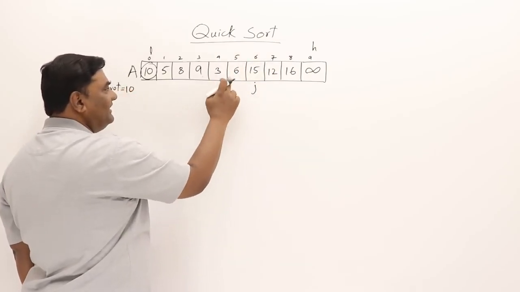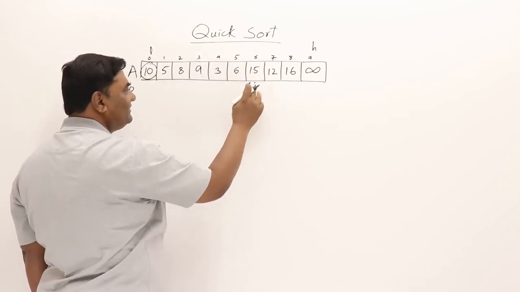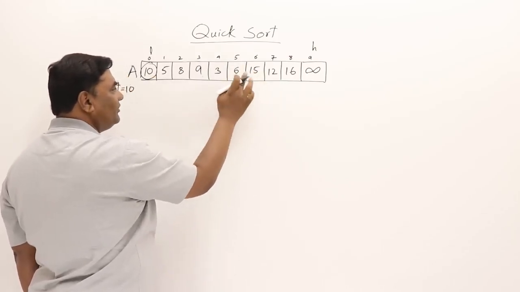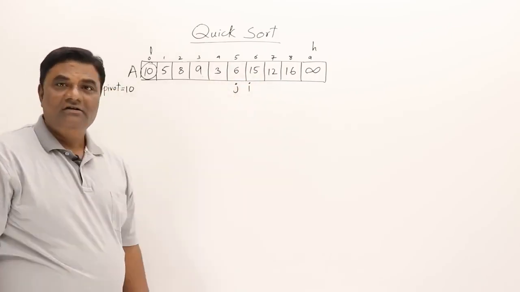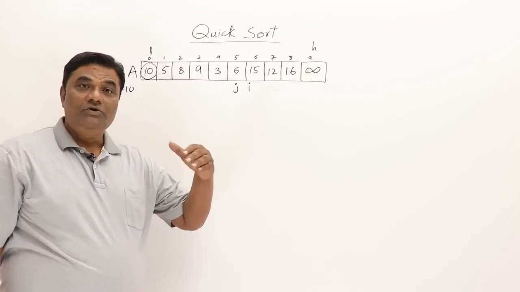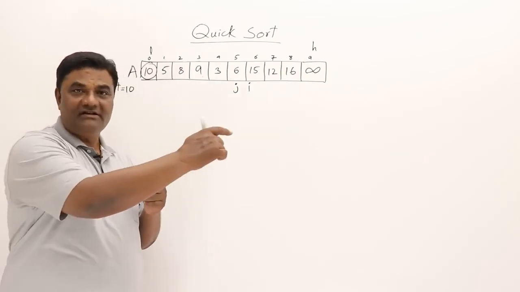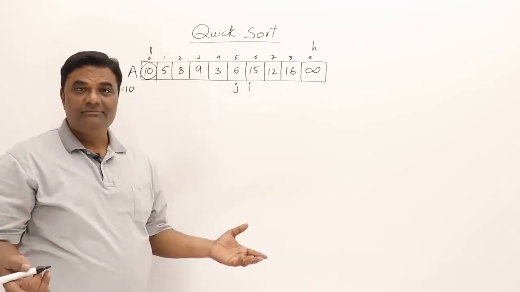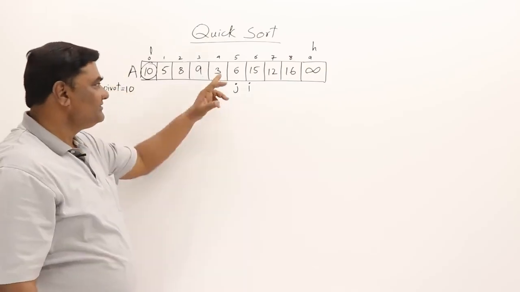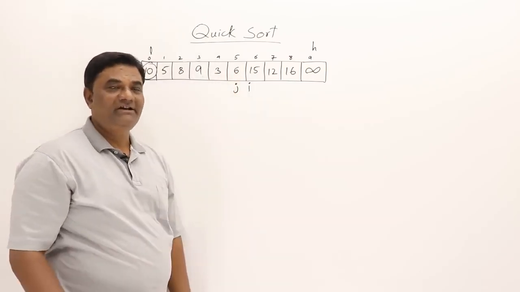Continue. Is it greater than 10? Is it greater than 10? Yes, i comes here. Decrement j, is it smaller than 10? Yes, this is smaller than 10. Stop here. That's all. Don't interchange i and j elements because i became greater than j. i has crossed j. It means we found the position of the pivot. What is the position? j.